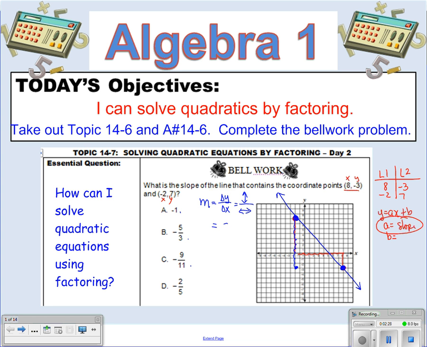Have to go 10 down, and now left or right. So 1, 2, 3, 4, 5, 6, 7, 8, 9, 10, and 10 to the right. When I simplify this, -10 over 10 is -1. So our answer is A. If you did it on the calculator, the a value would have said -1, and that would have been your slope.